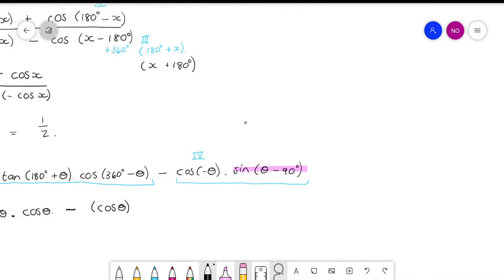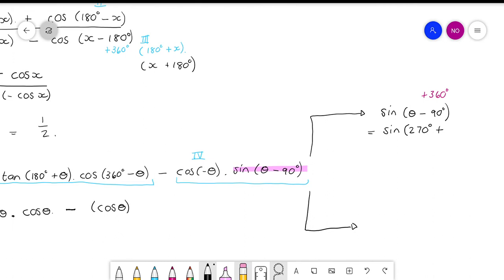Now for this one, there are two different ways that we can do it. So I'm going to do both, and you guys can decide which one you are going to use. I'm just going to look at that part. The one way is to say, oh, I'm lying, I'm going to add 360 degrees, which you are always allowed to do. So then I have sine of 270 degrees plus x, no, plus theta.